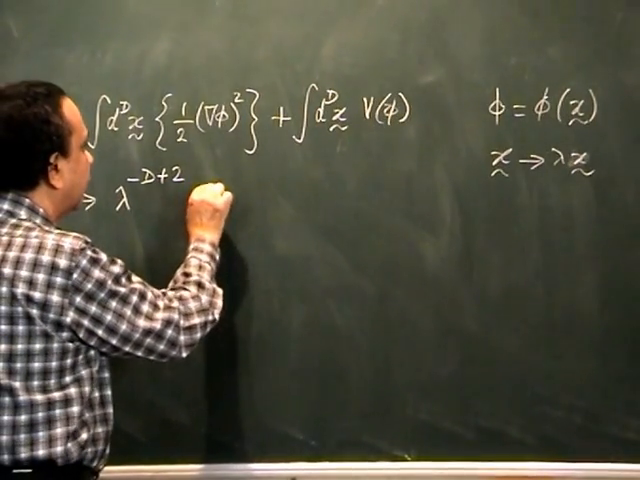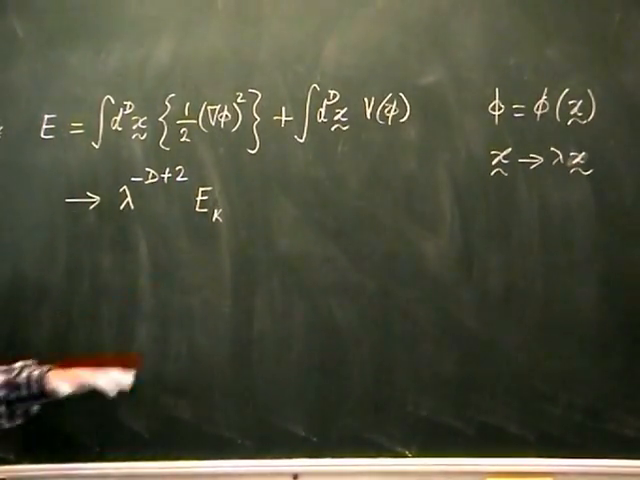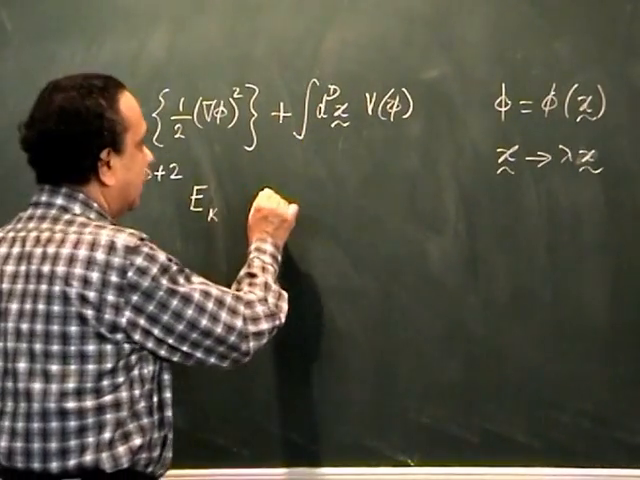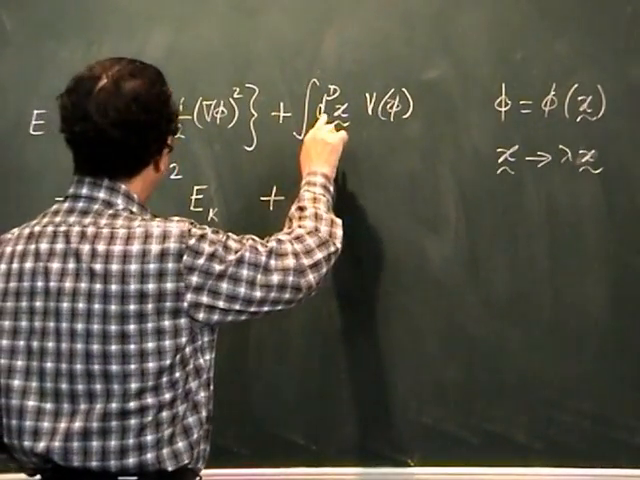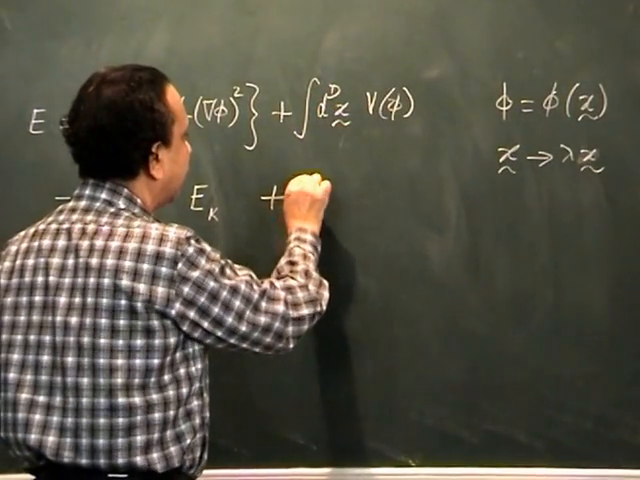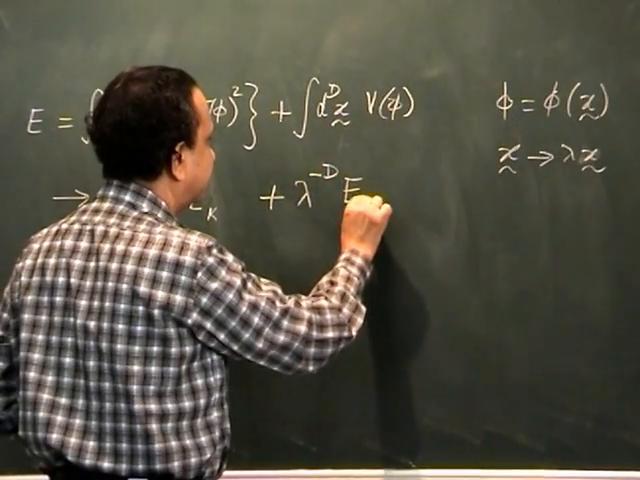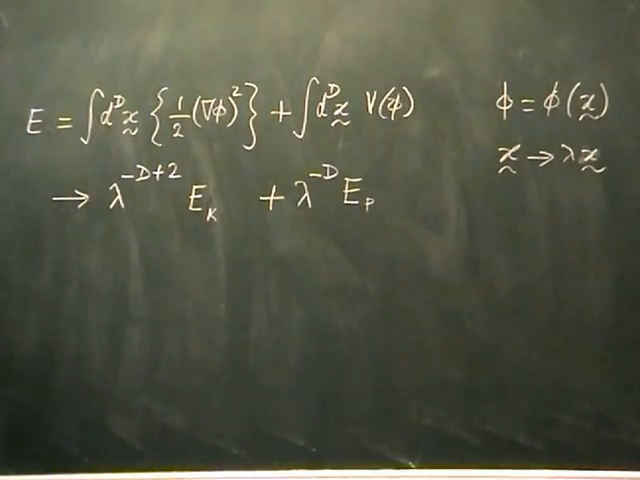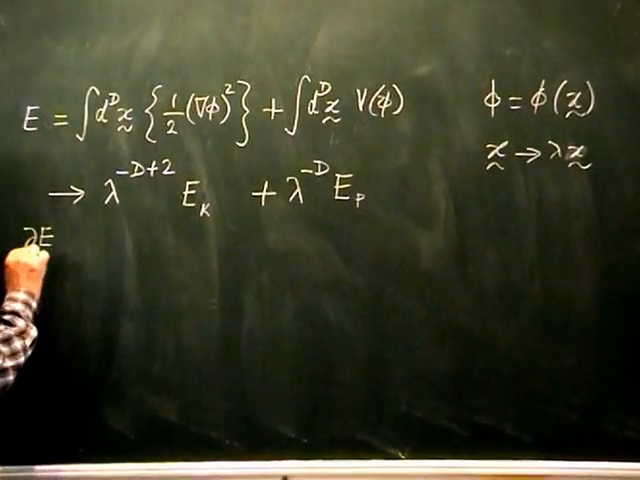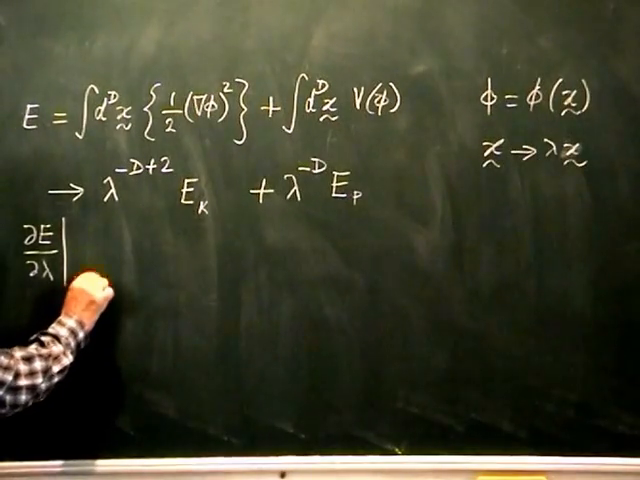Let me call this original quantity E kinetic, the kinetic energy term, which is of course an abuse of language, but let us call it the kinetic energy term. Then you take this and ask what this is going to do. Here I am just going to get whatever I got from here, that is lambda to the power minus d times E potential energy term. Now let us consider the minimum of this, dE by d lambda at lambda equals 1, and we want it to be equal to 0.